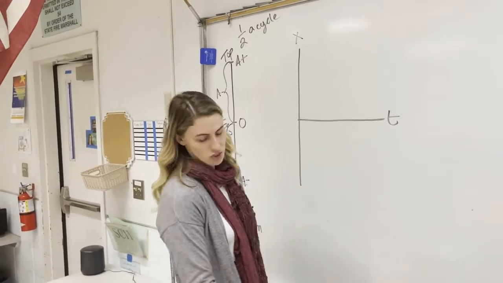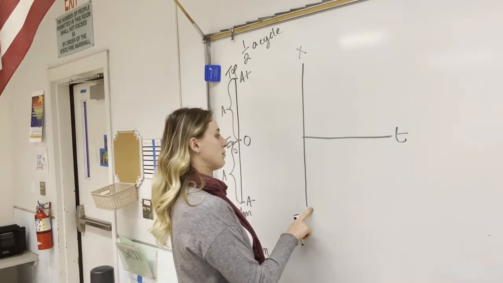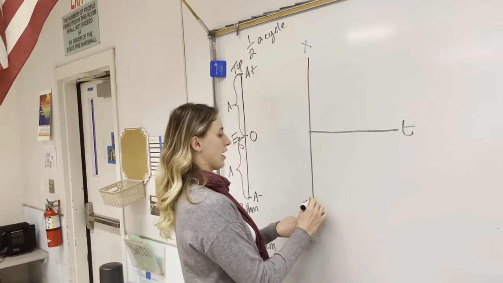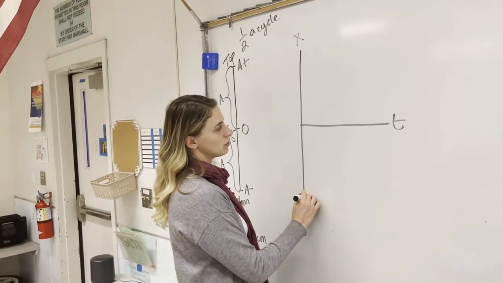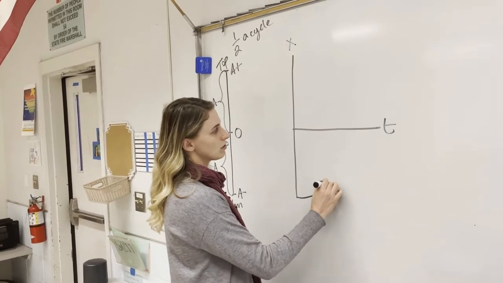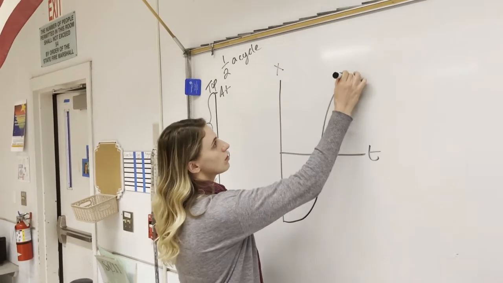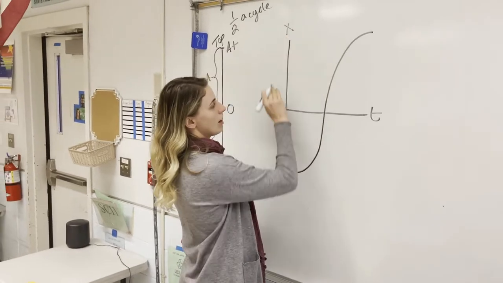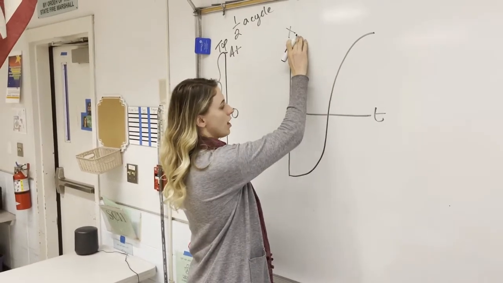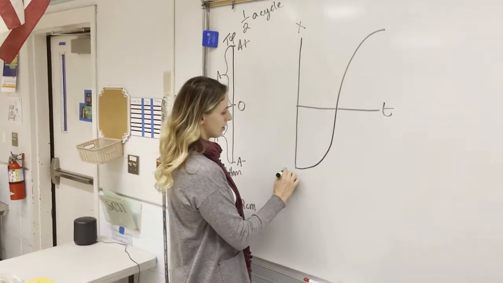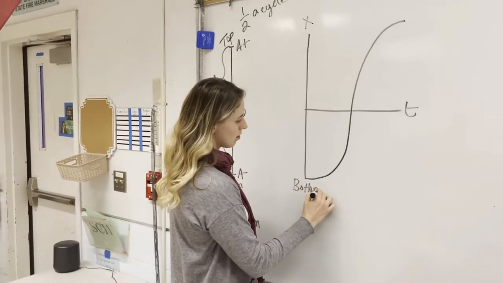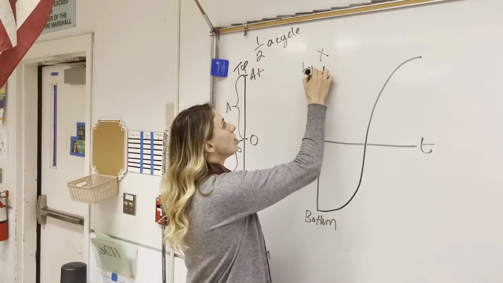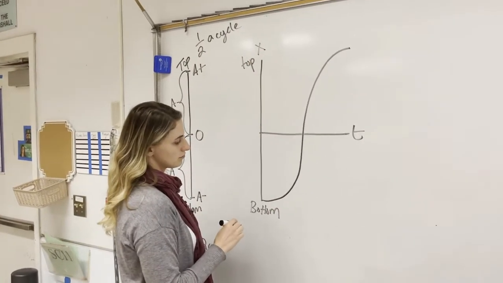Oh yeah, this is my position right here. So at the very beginning, it's at the bottom, right? And then as we go through, as we go to the top, as time passes, it goes to the top. So this is the bottom. That's the top right there, through half a cycle.